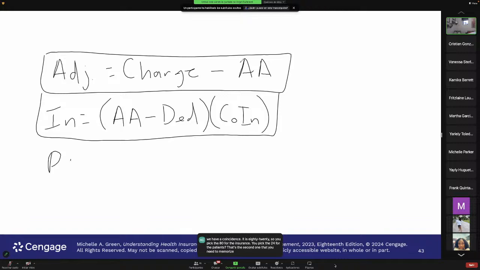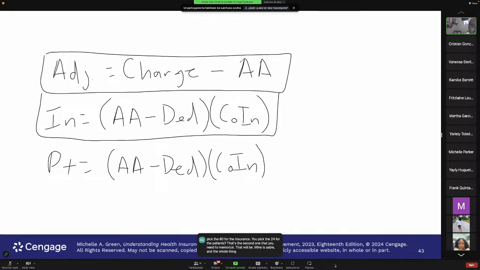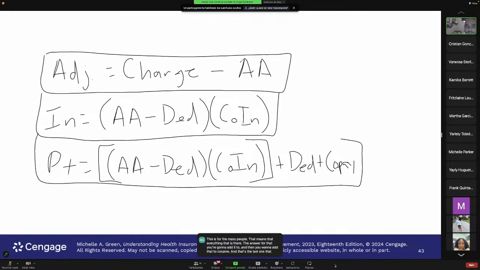The last one that is memorized will be the patient payment. That will be the allowed amount minus the deductible, and the whole thing times the co-insurance. And again, the co-insurance, that's part of what the patient is paying. Then we're gonna put a little bracket. This is for the math people. That means that everything that is there, the answer for that, you're gonna add it to deductible, and then you're gonna add that to co-payments. And that's the last one that you need to memorize.